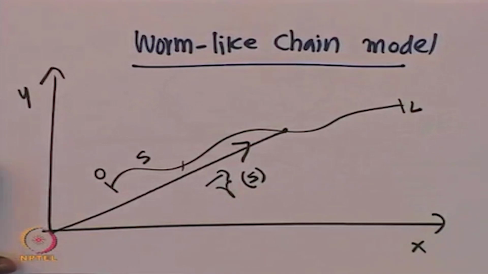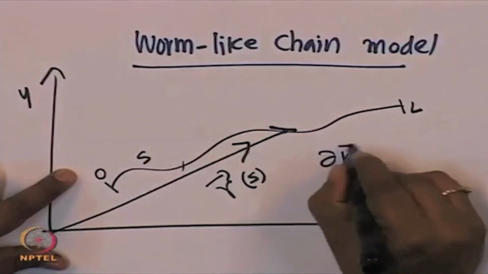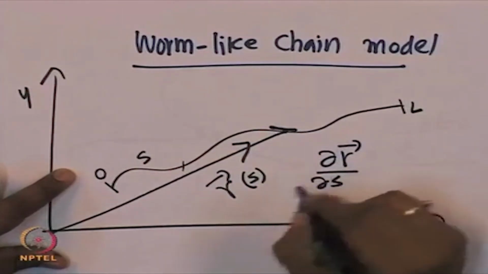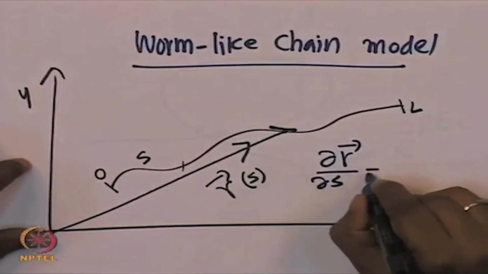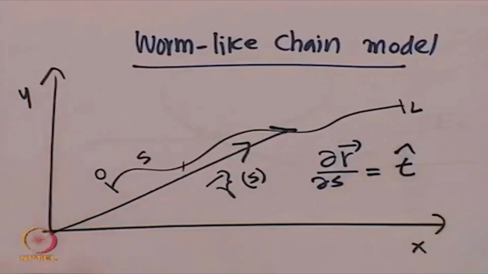So, at any point S, you can draw a vector R from some coordinate system, and at any point you can also define a tangent vector, which is del r by del s, the derivative of r. At any point we can define it as the tangent vector, and it turns out that this is a unit vector.